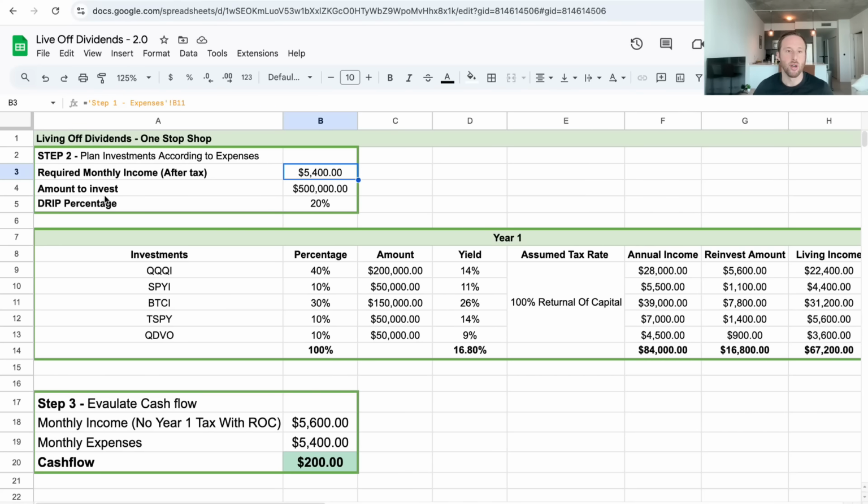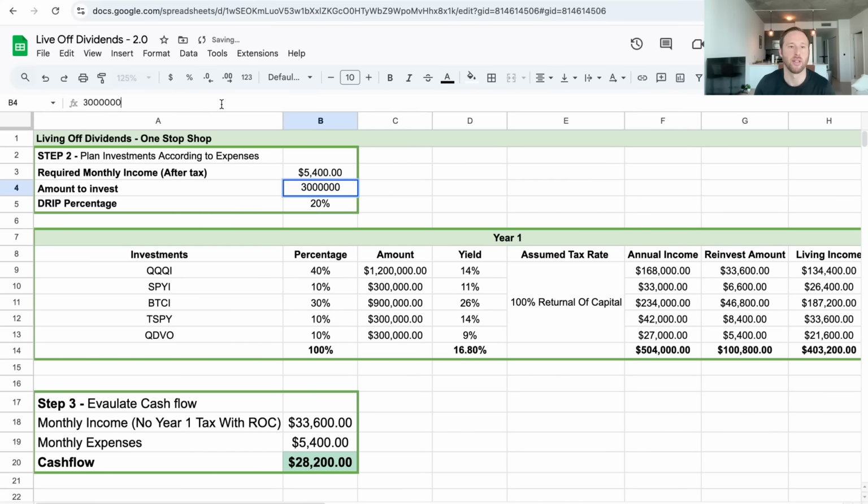All right. So the second piece is the amount to invest. So in this case, we're going to invest 500K, and this is adjustable, guys. We can go to 350K, we can go to 300K.